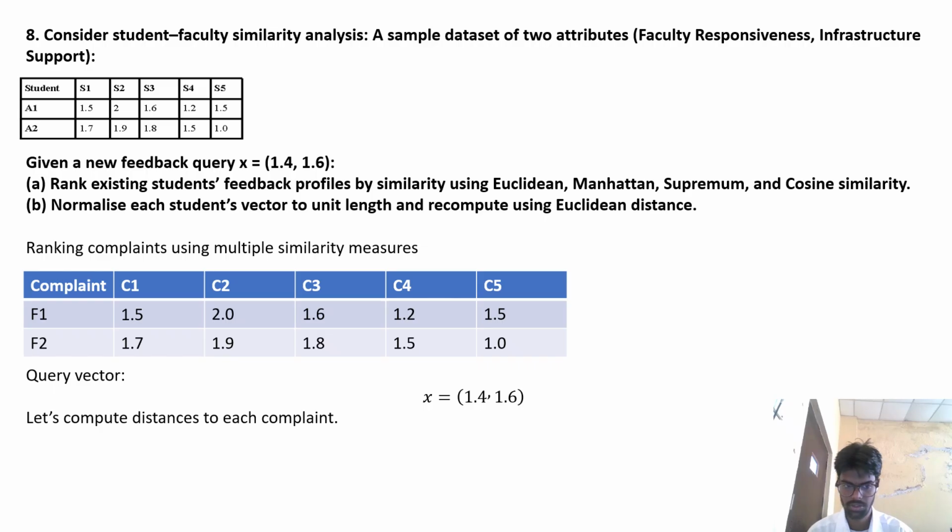So we start the solution. Ranking complaints using multiple similarity measures. The query vector we name as X, which is 1.5, comma 1.6. Let's compute the distance to each complaint.